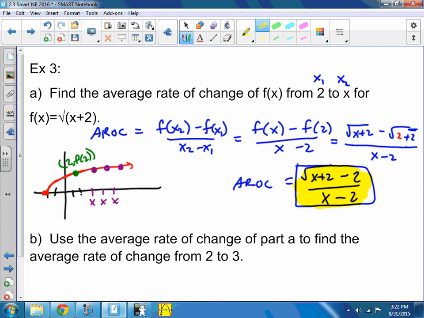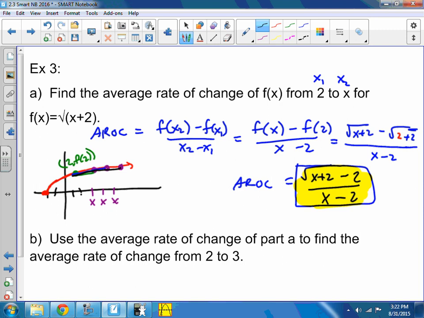So let me explain. If you look closely here, you can see that you could connect from 2, f of 2 to the first point, or you could connect from 2, f of 2 to the second point, or you could connect from 2, f of 2 to the third point. See, there's multiple options. So each one is going to have its own slope. And this formula that we just created in yellow will calculate the slope of that line. So this is good for calculating slopes from 2 to somewhere for various secant lines.